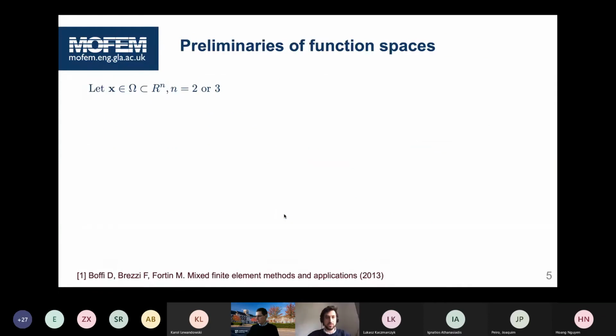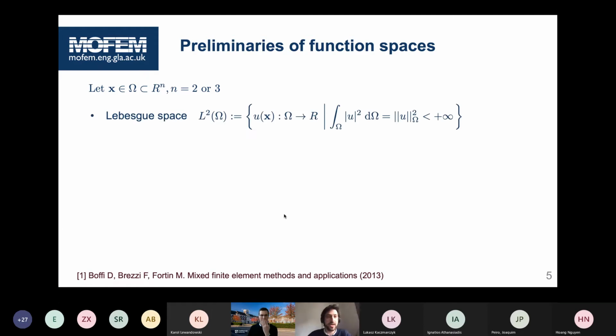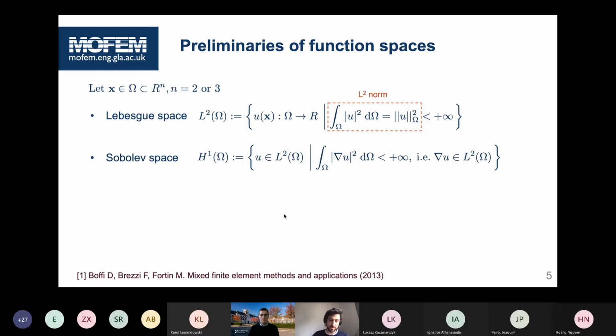So we'll just need to recall some preliminaries of function spaces to fix the idea. Let's introduce the domain in R^n, where n can be 2 or 3. Then L2 is the Lebesgue space of scalar functions which are square integrable, and that gives also the L2 norm. And then H1 is the Sobolev space of scalar functions from L2 whose derivatives are also square integrable, so that the derivatives belong to the L2 space.